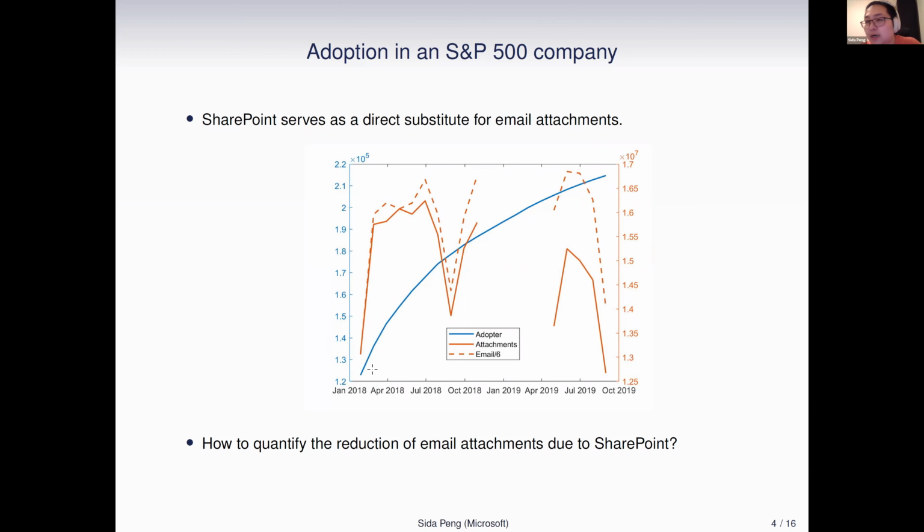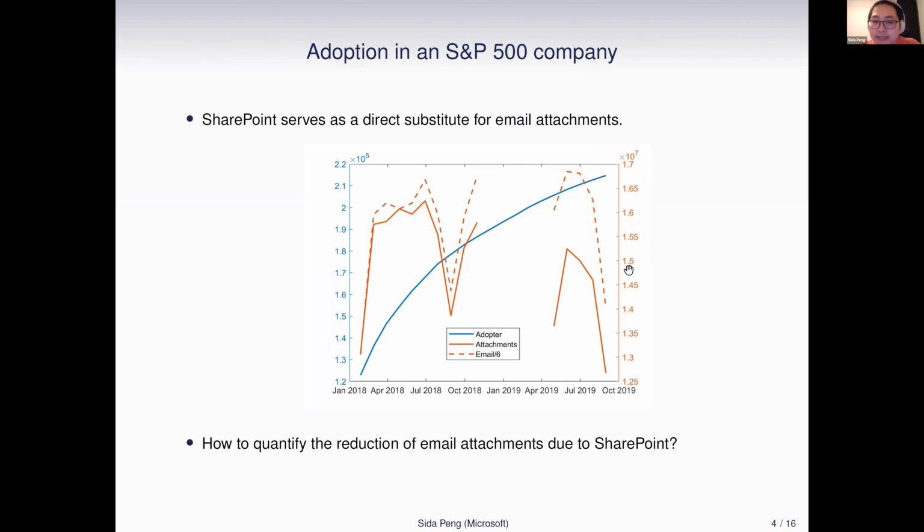So adopters here are defined as: you use SharePoint, you send a SharePoint link at least once. Right? So you will be counted as an adopter. And this is a cumulative number of SharePoint adopters from January 2018 to October 2019. Right? So this is an increasing curve by definition.